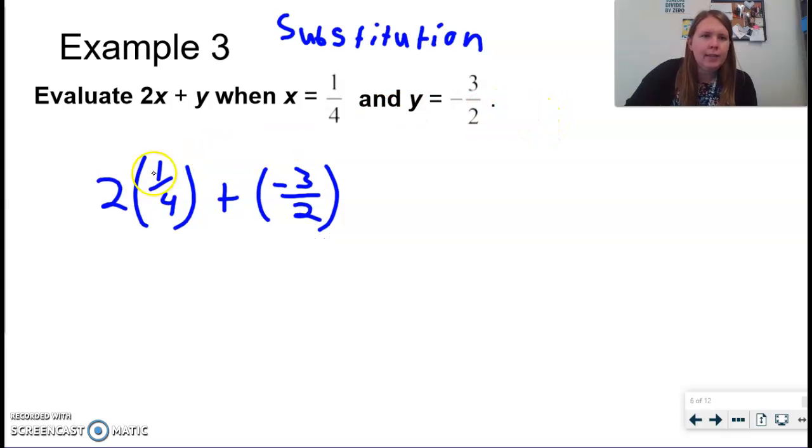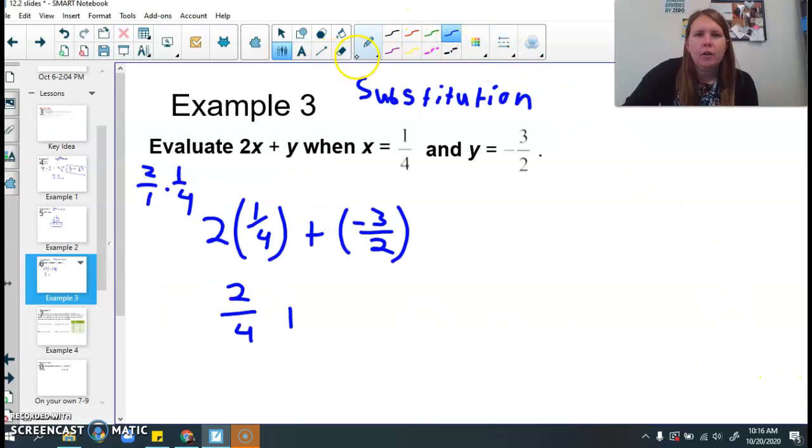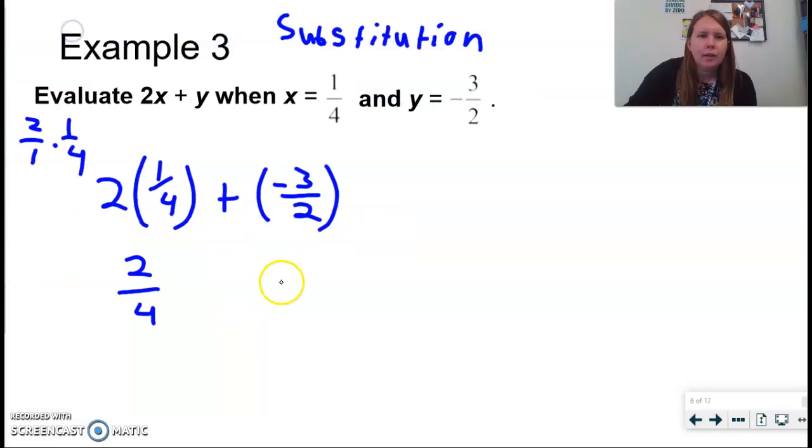What I'm noticing here is I can multiply this first. Because remember, it's a lot like saying 2 out of 1 times 1 out of 4. We multiply across. Well, 2 times 1 is 2. 1 times 4 is 4. And then I have a plus a negative. Remembering that plus a negative actually changes it to a subtraction problem. So let's write that as a subtraction problem then. So I could say something like minus 3/2. So the negative goes into the operation now, and then this turns positive.